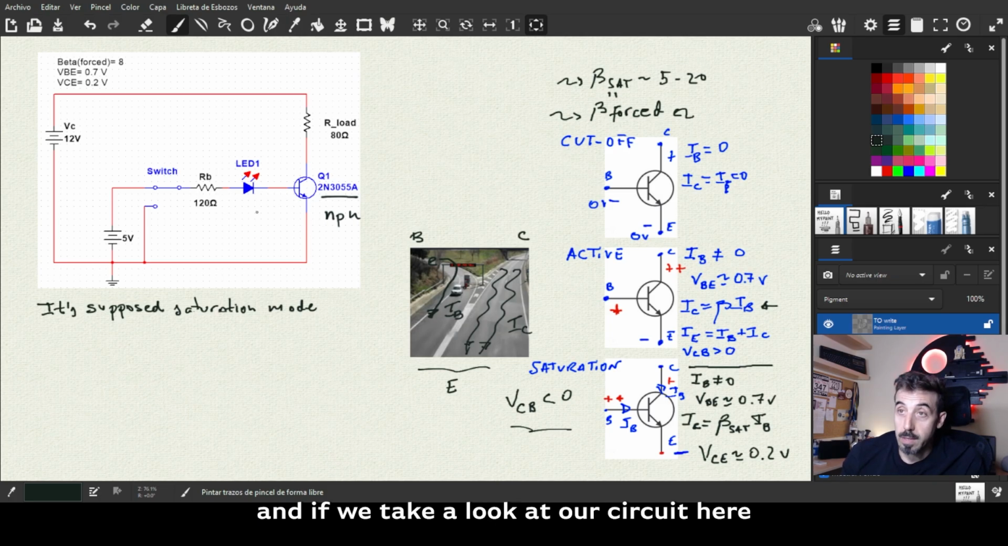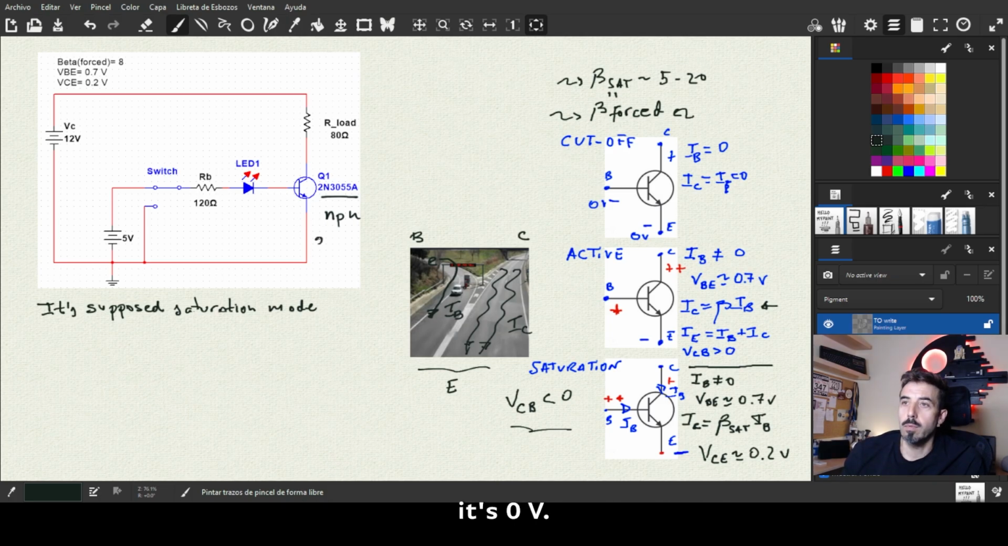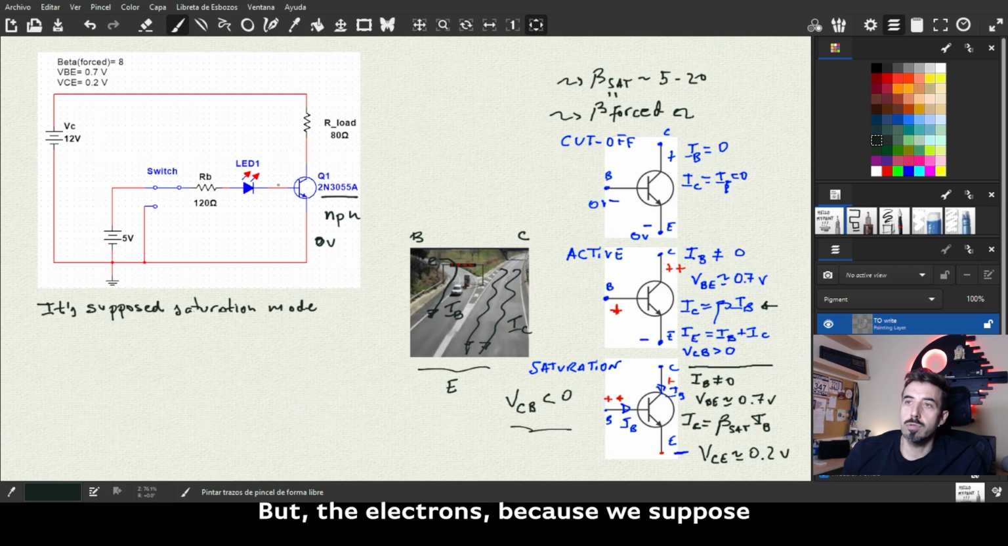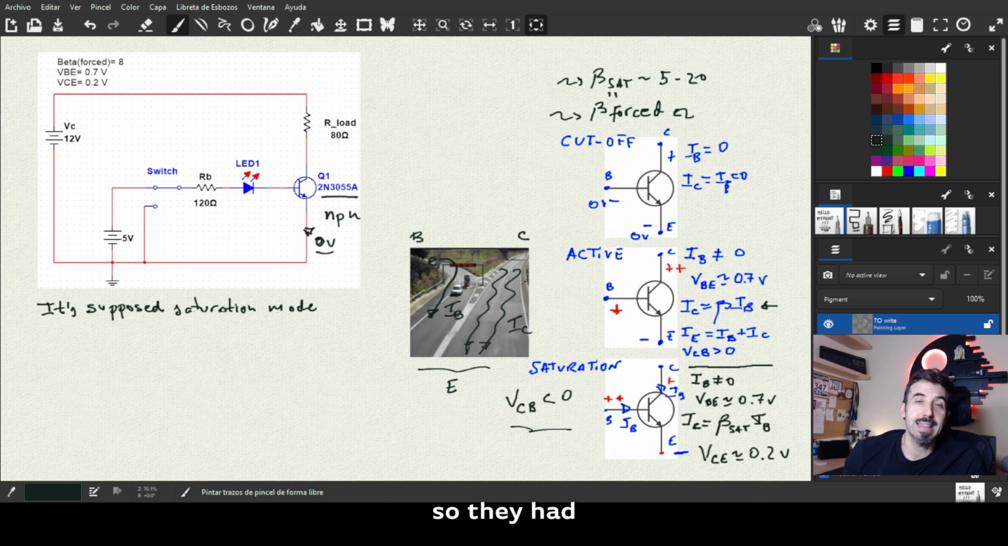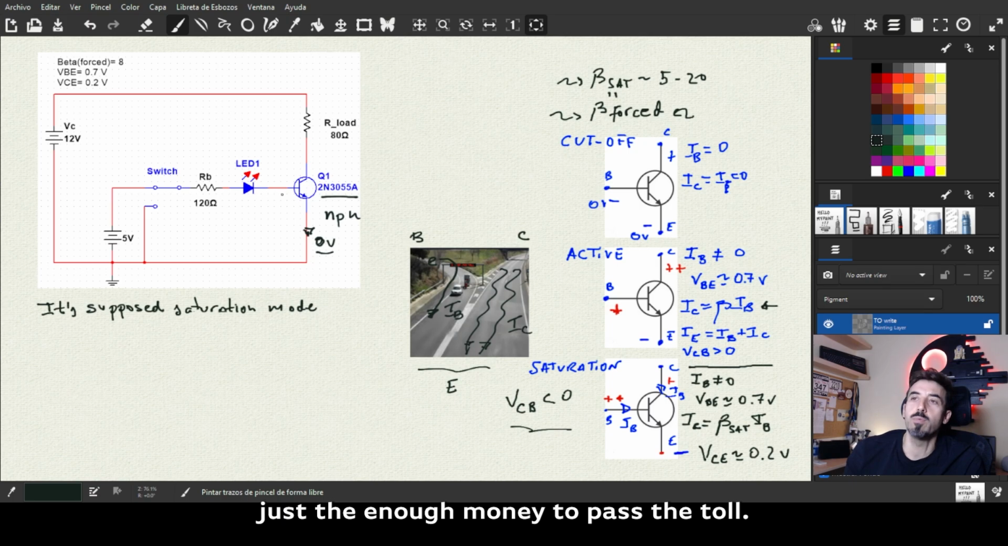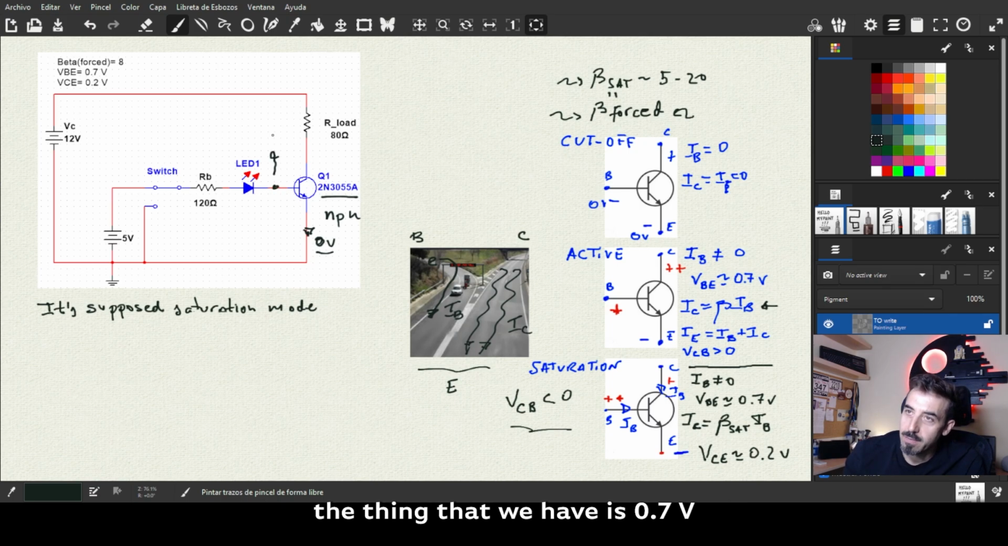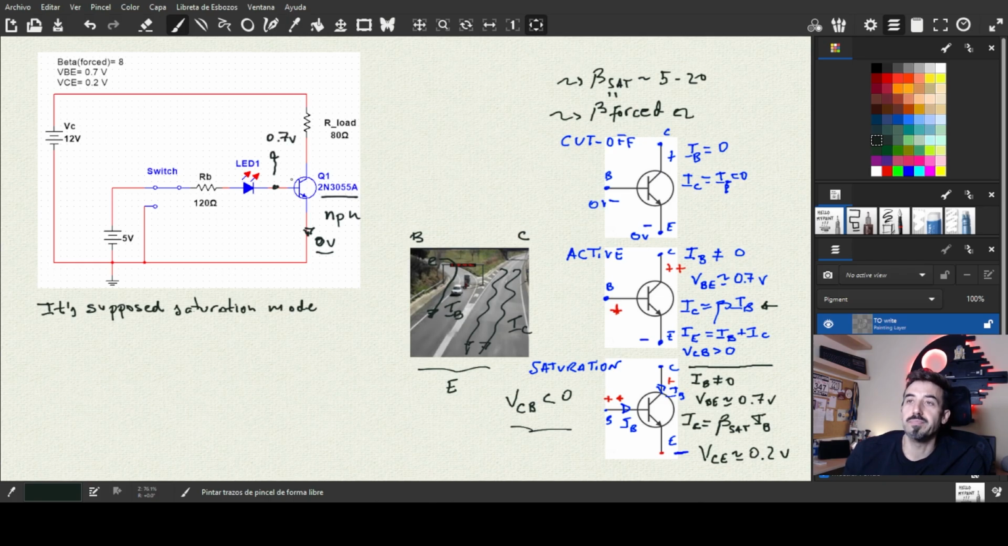Right, so let's focus on the base and emitter. If we take a look at our circuit, here it's 0 volt. But because we suppose that it is in saturation, the transistor is activated, so you have current through, the electrons were able to pass. But here you don't have any money in your pocket, so they had just enough money to pass the toll. So that means that here we have 0.7 volt. This is the minimum that they need to pass through this toll, okay?